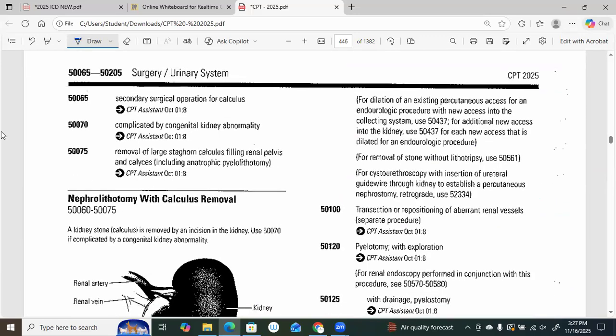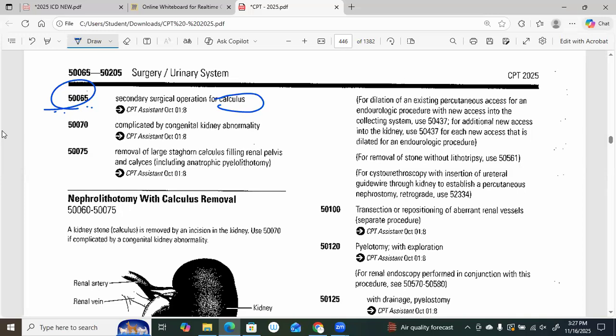Next code we have 50065. Secondary surgical operation means surgery needs to be performed a second time to remove the calculus. First it was performed, everything was cleared out, everything was normal. But now, in the patient's lifetime, surgery needs to be performed one more time for the same intent or condition. Then we are going to bill 50065.